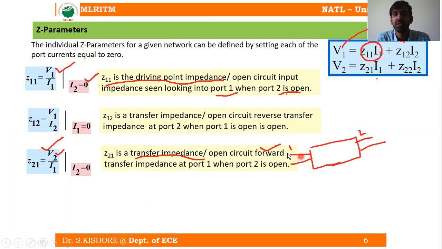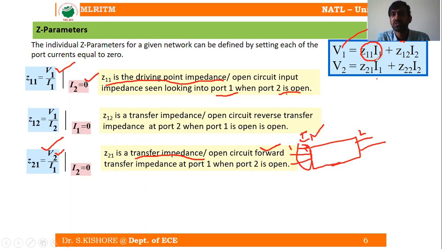When I1 is equal to 0, the current through port 1 is 0, so that means the port is open. Open circuit means I1 is going to be equal to 0, the current is 0. If it is short circuit, voltage is going to be equal to 0. But here we are considering the open circuit.